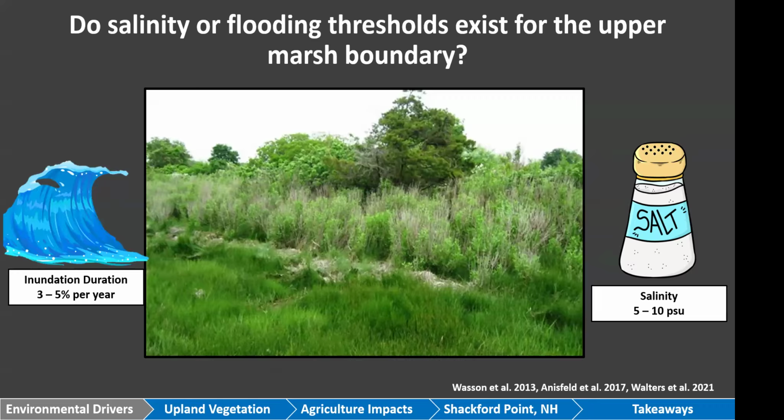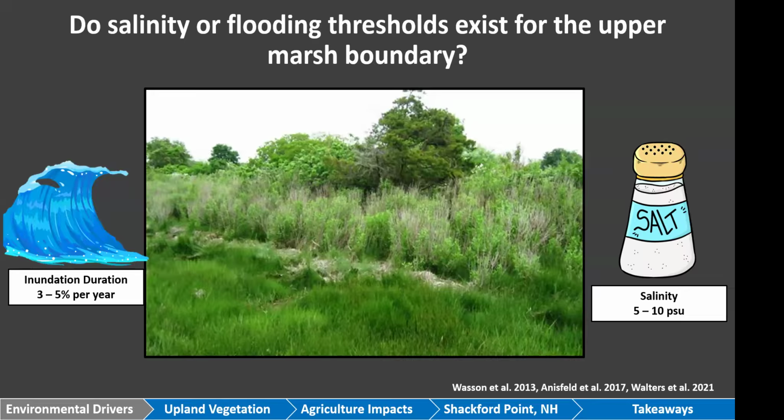And what they found was, first, typically the salinity in the soil or pore water was between 5 to 10 PSU. Again, this could fluctuate, but usually on average it was between 5 to 10. Additionally, on an annual basis, that area was underwater about 3 to 5% of the year.